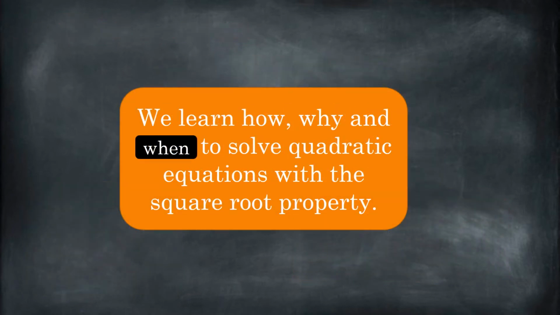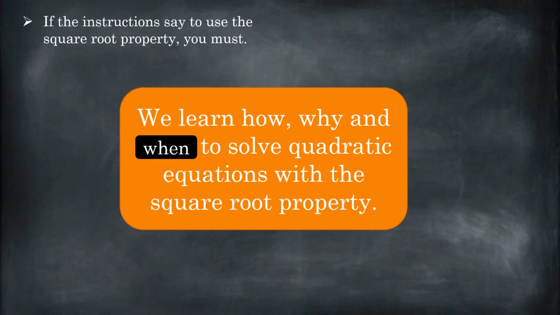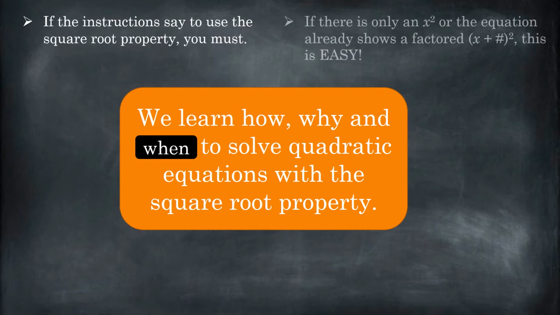So first of all, when should you use this method? Of course, if the instructions say to, then you do. But otherwise, if there is not an x term, so like if the coefficient b is 0, you can use this. So if you only have an x squared or parentheses x plus or minus some number squared, then you can use this, and it is super easy. It's easier than factoring, easier than the quadratic formula. The problem is it doesn't always work.